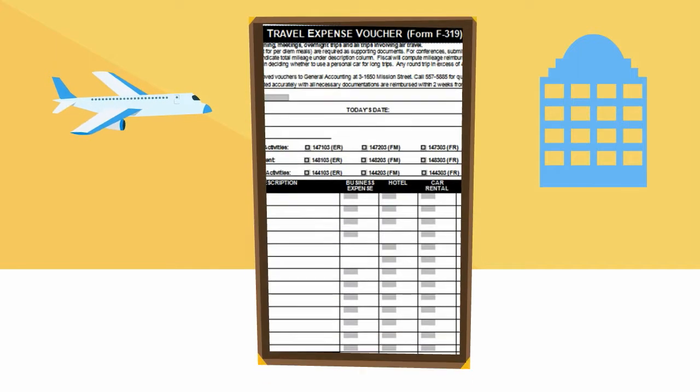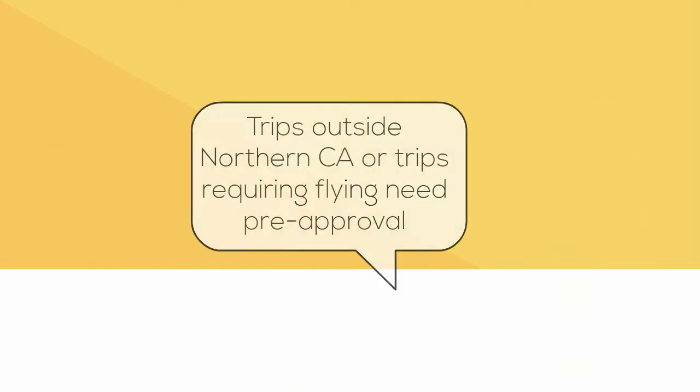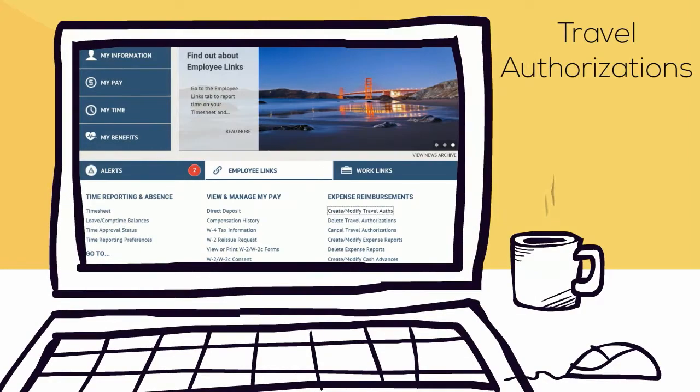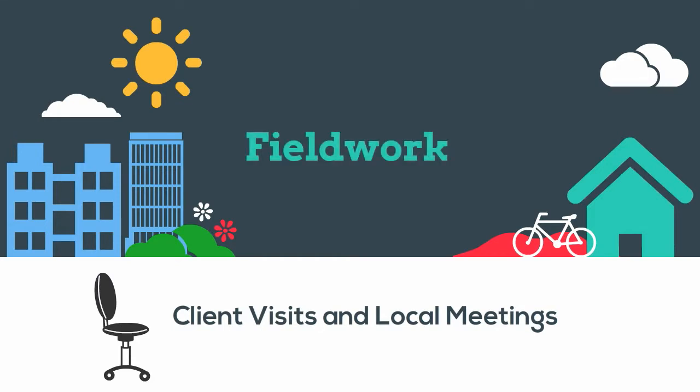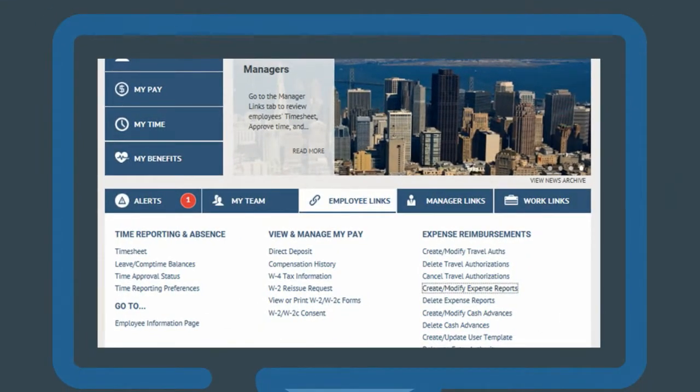You may remember that air and hotel travel reimbursements were processed using Form 319. In this new system, trips outside Northern California or that require flying need pre-approval and are entered through the travel authorization page. Go to the employee portal, click on employee links, and then click on the Create Modify Travel Authorizations link. Trips for client visits and local meetings are not considered travel, but are considered fieldwork and can be directly entered into the expense report after the fact. Miscellaneous reimbursable work expenses previously submitted through Form F4028 are also submitted here through the Create Modify Expense Report link.